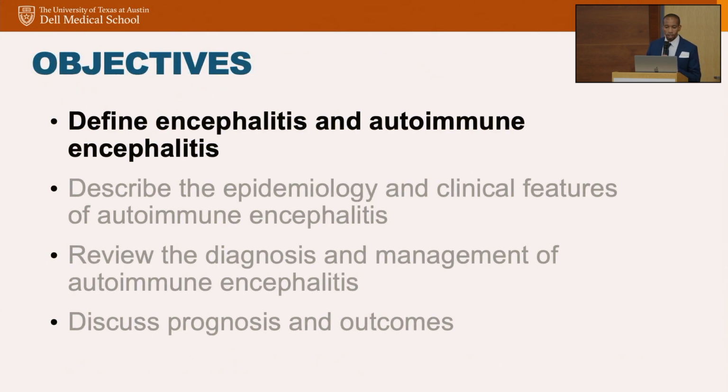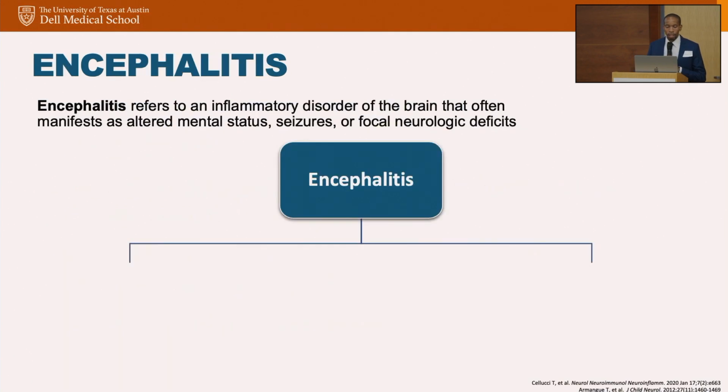All right, so let's talk about the definition of encephalitis and autoimmune encephalitis. So I always like to begin this talk with just a broad definition of encephalitis in general. So encephalitis generally refers to inflammation of the brain. This typically manifests with altered mental status, with seizure, sometimes with focal neurologic deficits.